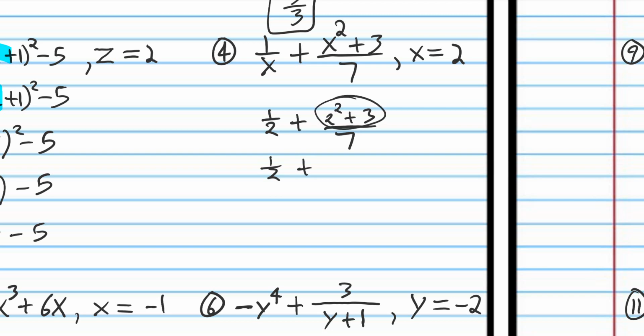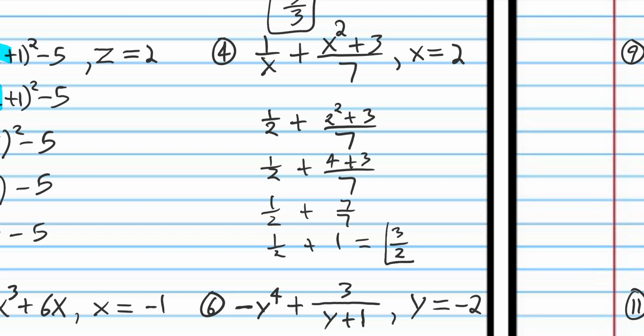So in the numerator, we have to do exponents first, PEMDAS tells us. And then we can add. So we get 4 plus 3 is 7. And that becomes 1. 7 divided by 7 is 1. And then 1/2 plus 1 is 3/2. So hopefully by now you understand how to add these.